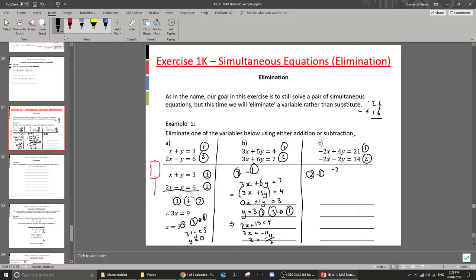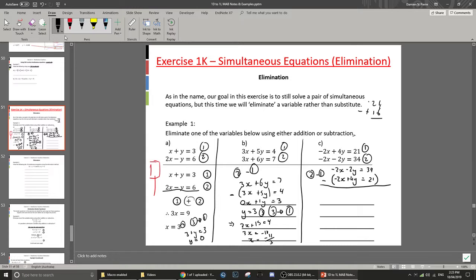So we get negative 2x minus 2y equals 34. Take away, and again, I'm going to use the brackets to avoid errors, 4y equals 21.